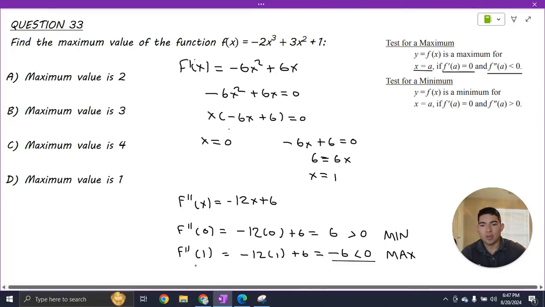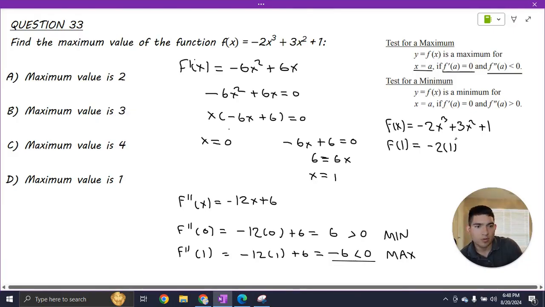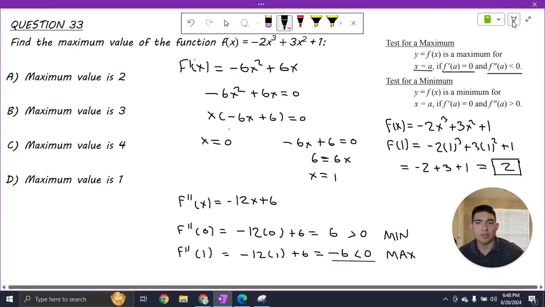So now that we know that this x equals a is going to give us our maximum, we're just going to plug in the x equals a value into the original equation, and that'll give us our maximum value. So this is our original equation right here. So let's just go ahead and plug in 1. So f of 1 is going to be negative 2 times 1 to the third plus 3 times 1 squared plus 1. That is just going to give us negative 2 plus 3 plus 1, which is going to equal 2. So therefore, the maximum value of this function is going to be 2, and the answer in our multiple choice is going to be A.